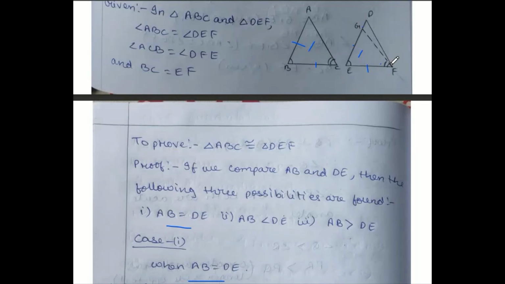But if these two angles are equal, then the only possibility is that GF should coincide with DF. That means both must coincide. Then only I can say GFE and DFE are equal. You can see that this big one is DFE, the small one is GFE, both are equal. So this is possible only when GF and DF coincide. That means G and D will coincide.